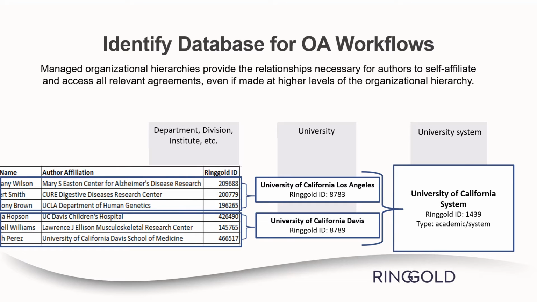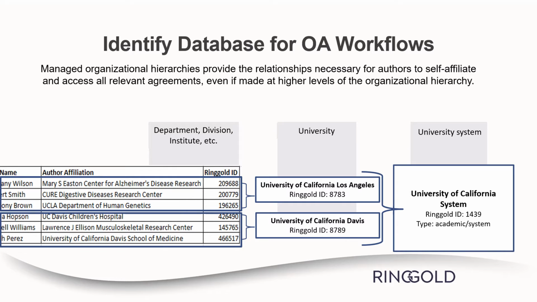Regardless of the type of open access model that you've adopted, knowing the relationships between the organizations that authors are affiliated with and organizations that you've done deals with, or who are part of consortia that you've done deals with, is really key. So as you can see here on the screen, we have some author affiliations coming from parts of UCLA and UC Davis.